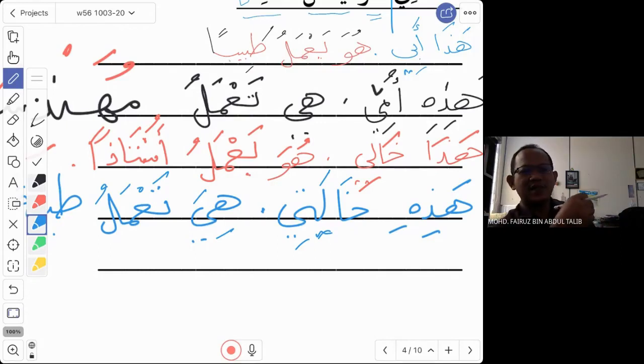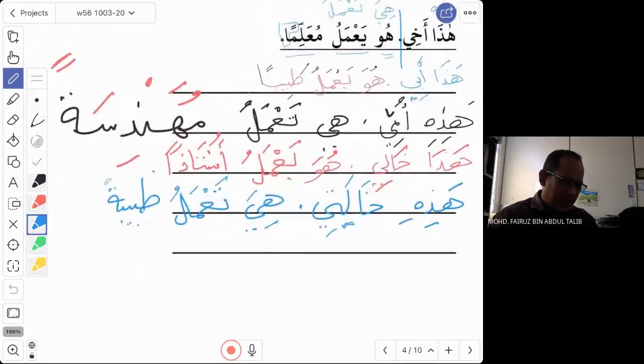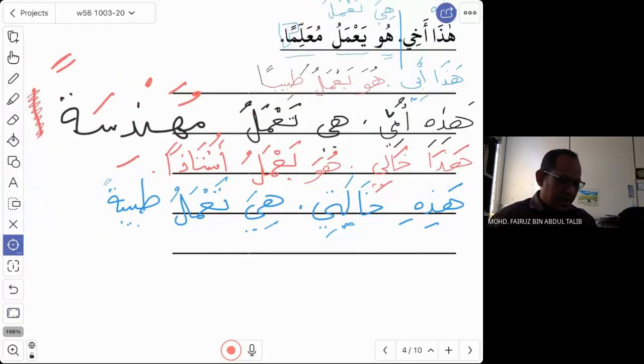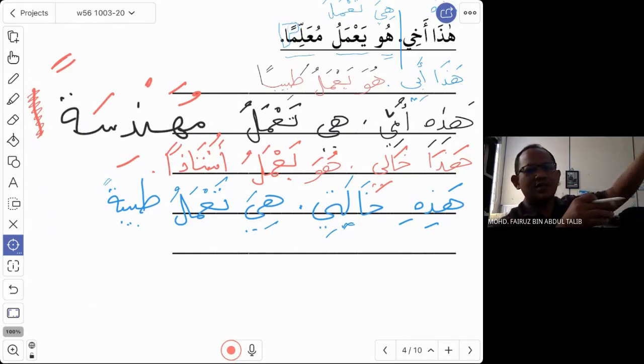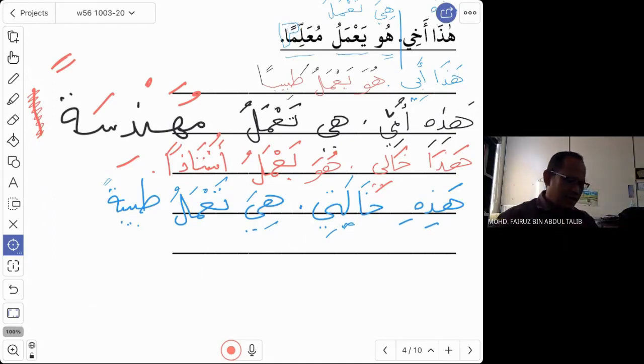But if the sentence is not confusing, like this sentence, if you just say hadhihi khalati ta'malu tabiba, it is not confusing, because when we say ta'malu, the meaning is she. This is when we learn about grammar, about fi'il. So later you will know, when I say ta'malu, is this for I? Is this for you? Is this for he? Is this for she? Is this for we? We will learn that. So you will say ta'malu tabiba, and everybody will understand she works as a doctor.